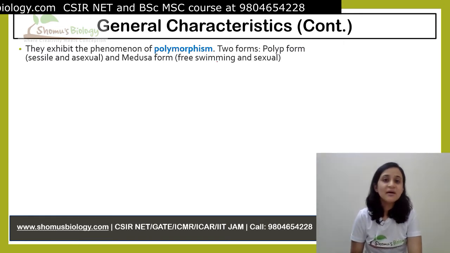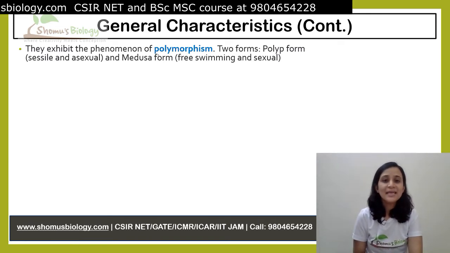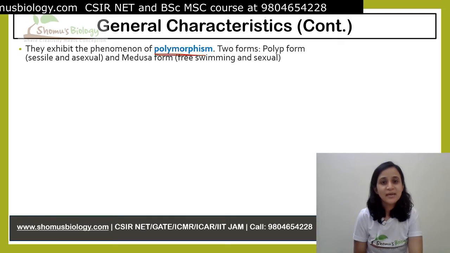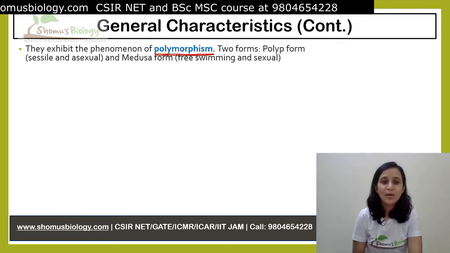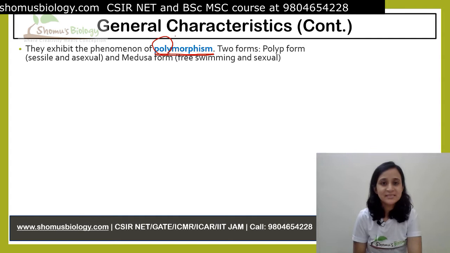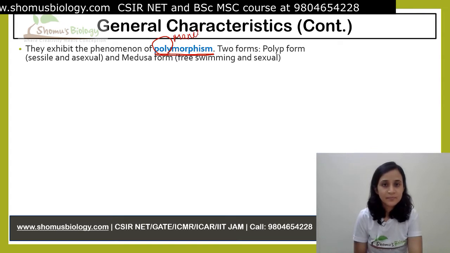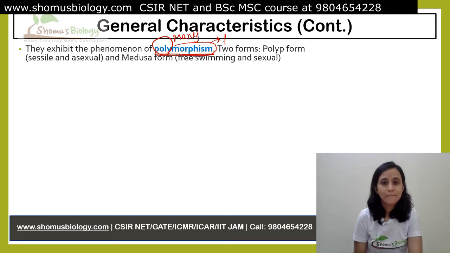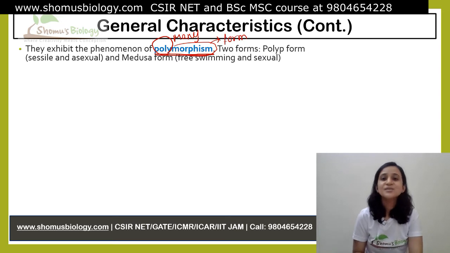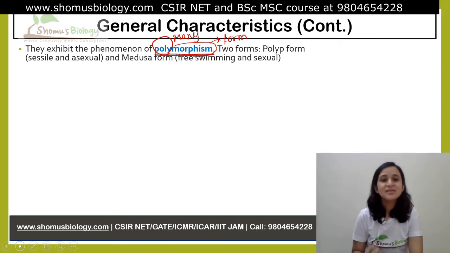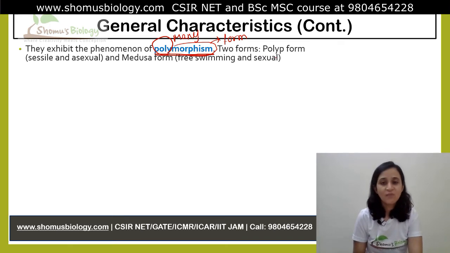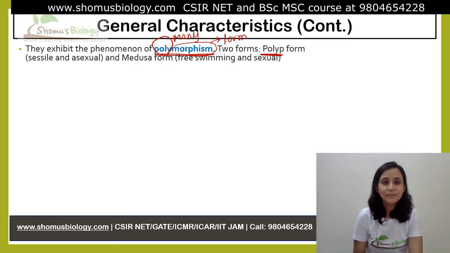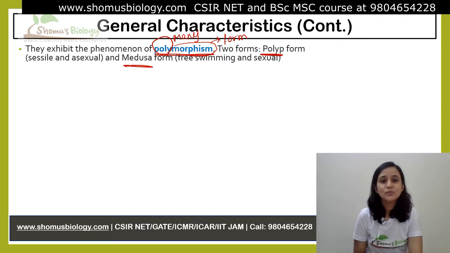And they exhibit the phenomenon of polymorphism. From the name we can understand that poly means many, and morphism means form. So they have many body forms. Here they have two body forms: the first one is polyp and the second one is medusa.